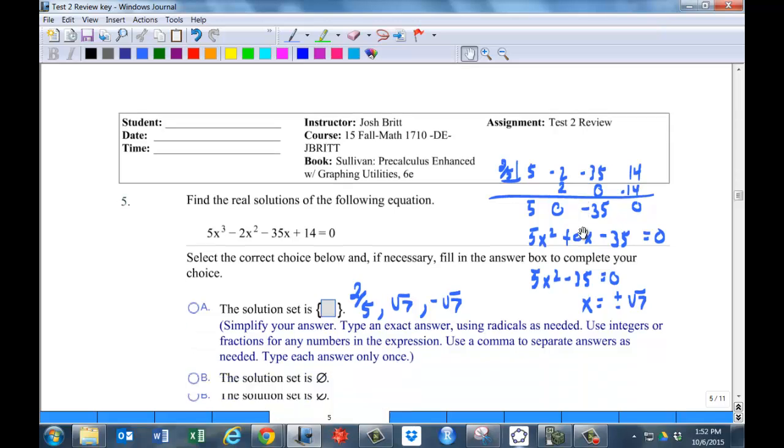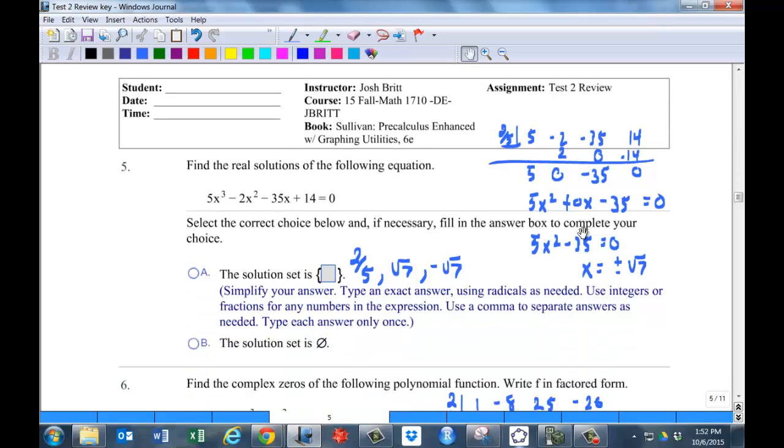Okay, moving on to question 5. Find the real solutions to the following equation. So what you should do is use your calculator to find the first real root, and that's 2/5. And of course we do synthetic division here. List the coefficients, 5, minus 2, minus 35, and 14. And then we perform the process of synthetic division. Bring this 5 down, multiply, and then add.